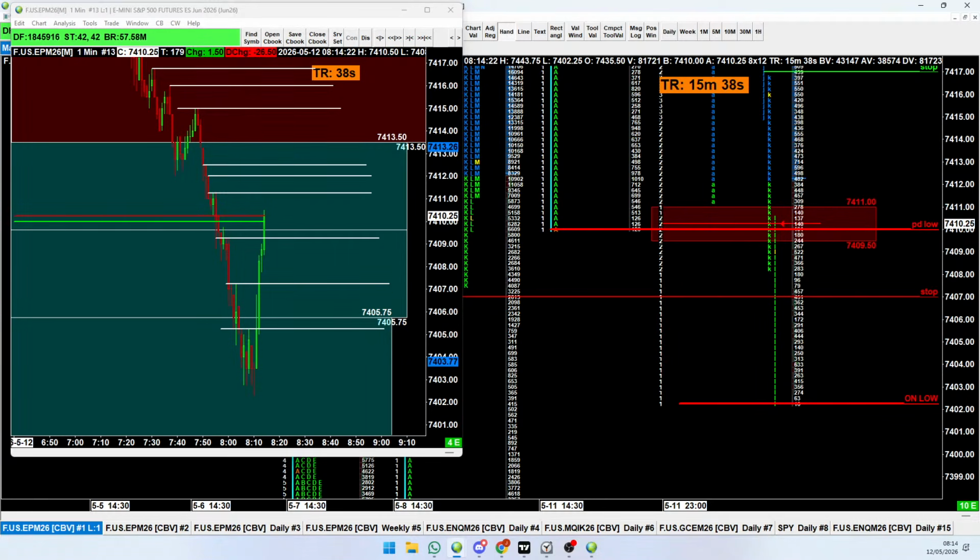Now we're getting back into the previous day range. We still have a little bit of supply just there at 11. It's going to come back down. Now let's see where they bid it.